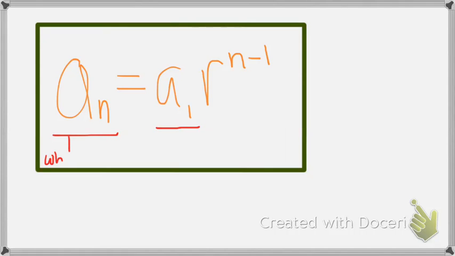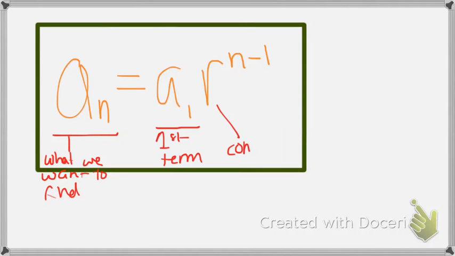So I'll just write what we want to find. Obviously this is the first term, and this is the common ratio. You need to keep that in mind, and then this right here is obviously the number you are trying to find. It's the same thing as this right here. So, yeah, simple. Alright, let's go ahead and move on.